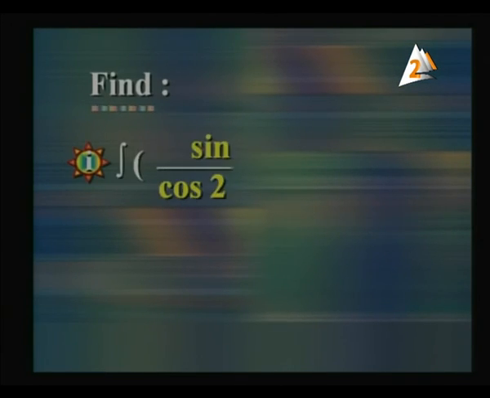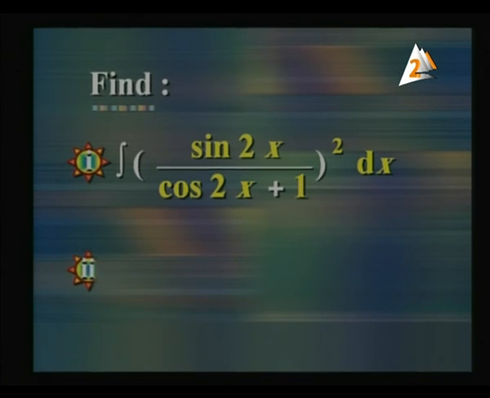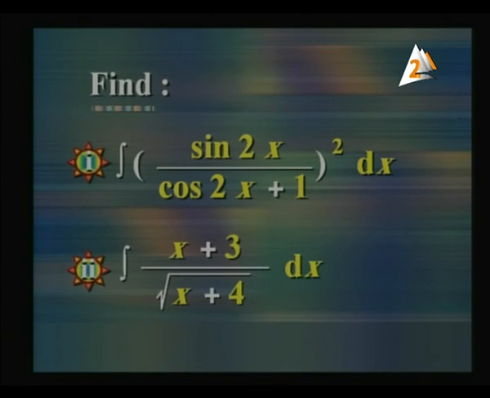Look at another example. Find the integration of the bracket containing sine 2x over cosine 2x plus 1, all squared, dx. This is number 1. Number 2, integration of the fraction x plus 3 over square root of x plus 4 dx. Solution.